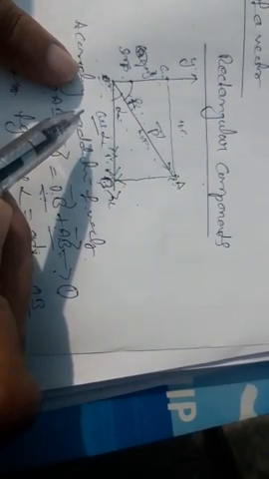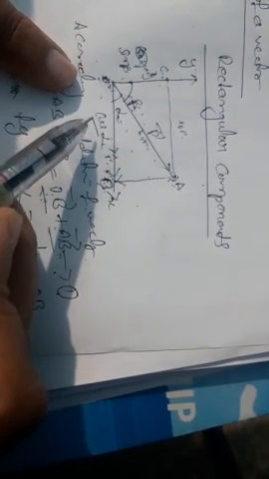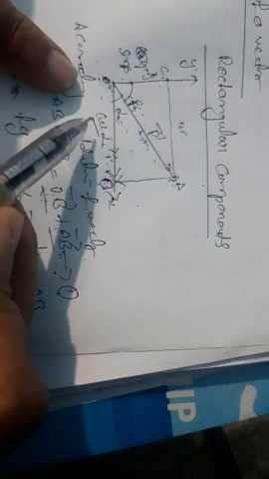That is equation number 1. That is, OA is the resultant line, and OB and AB.